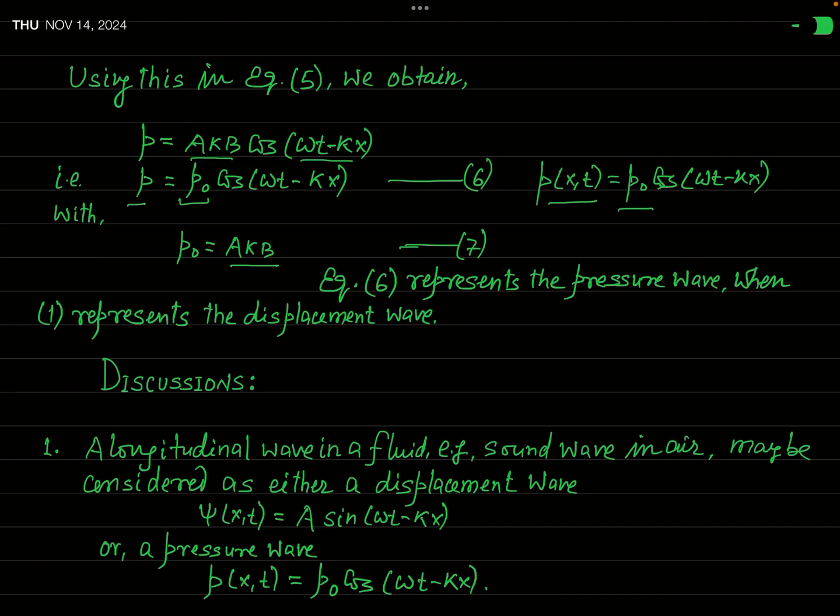You can see that equation 6 represents the pressure wave, while equation 1 represents the displacement wave. When you write the displacement wave equation in terms of the sine function, then you will have the pressure representation of the wave in terms of the cosine function. So it is clear that this wave can be described either taking the displacement suffered by the particles of the medium as a wave function, or the excess pressure developed in the medium as a wave function. So there may be two wave functions to describe the same wave. Now after getting this result, let us see some of the important facts regarding this.